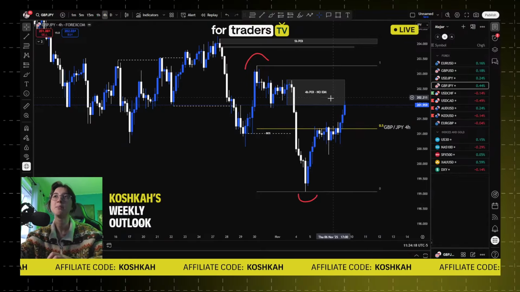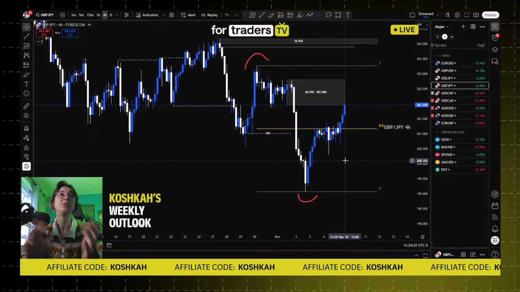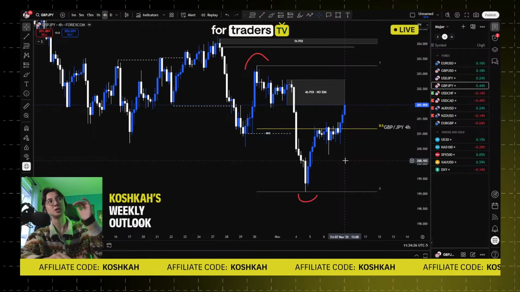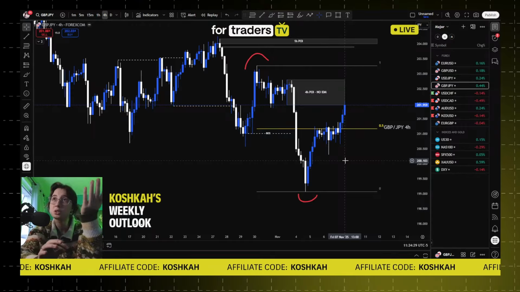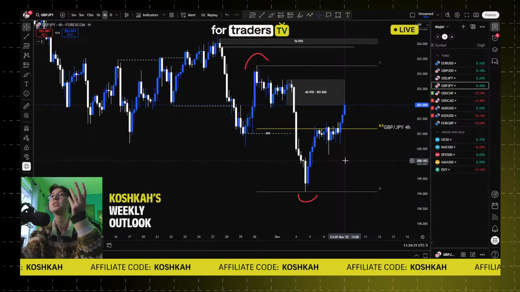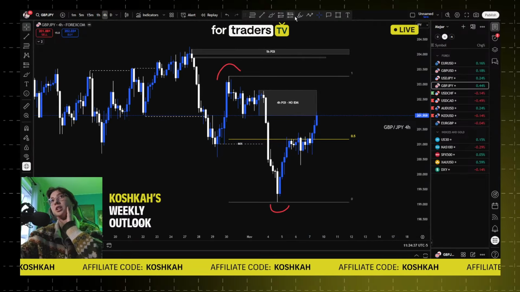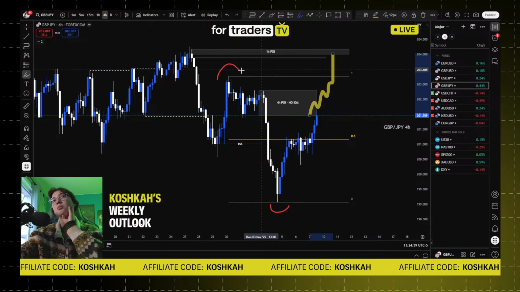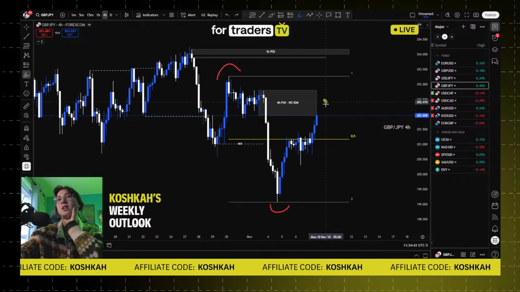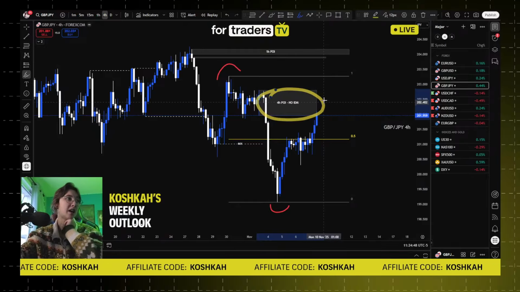So what does that mean? It just means that we tapped into this 4-hour POI, but if you want to take a trade based on this POI, you need to lower your risk, because as there's no inducement, it can be a trap. Above right here, price can continue up, sweep the liquidity, and then mitigate the POI and go down. So here it can just be a trap. That's why no inducement means half risk.